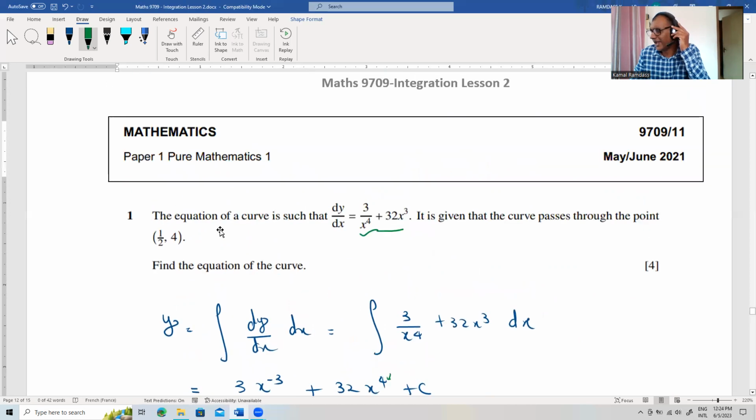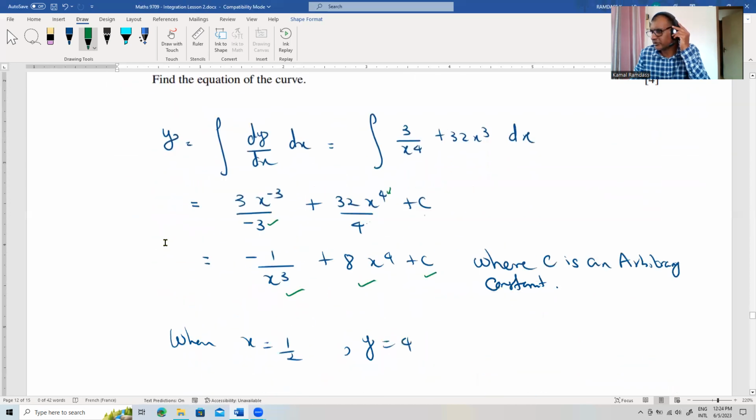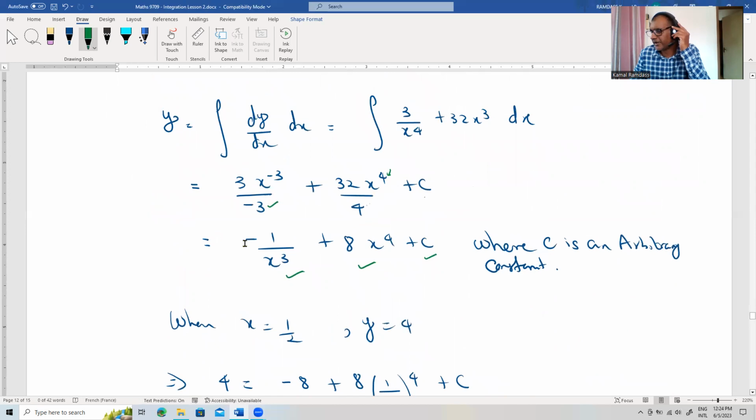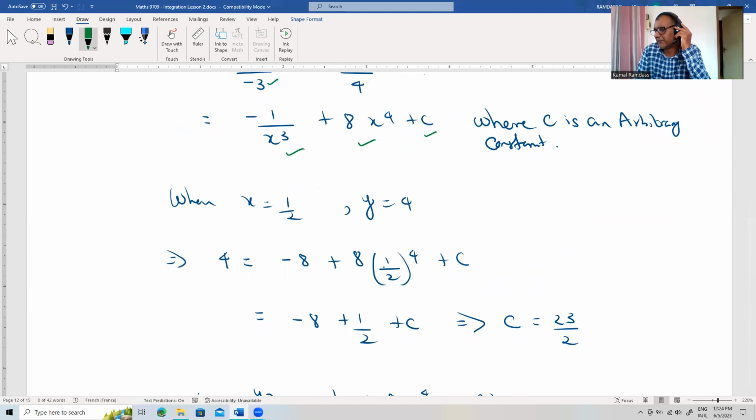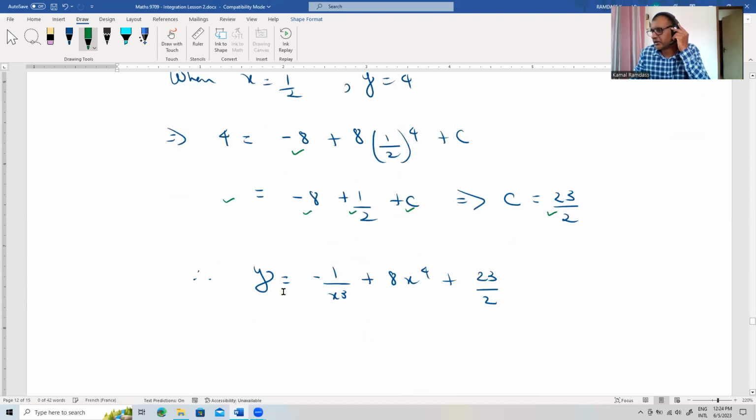Et linéairement, when x is equal to half, y is equal to 4, on remplace ça là-dedans. 4 est égal à minus 1 over half to the cube, plus 8 times half to the power of 4, plus c. OK, on va minus 8, plus 8 over 16, plus half, plus c is equal to 4. Et là, on va c is equal to 23 over 2. Et on va dire que y est égal à minus 1 over x cubed, plus 8x to the power of 4, plus 23 over 2.